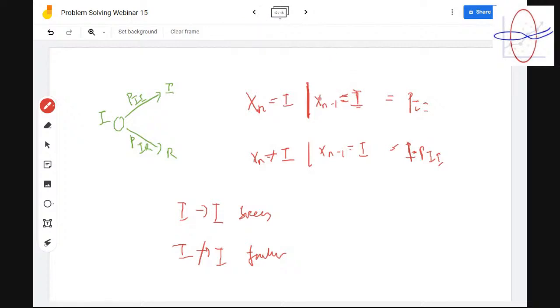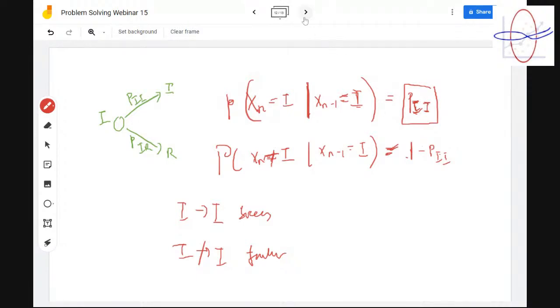I to I means the probability that Xn is equal to I given Xn minus 1 is equal to I. This is I to I. I didn't get your question. What does I goes to I reveal? It reveals the probability that Xn is equal to I given Xn minus 1 is equal to I. This reveals the probability PII.